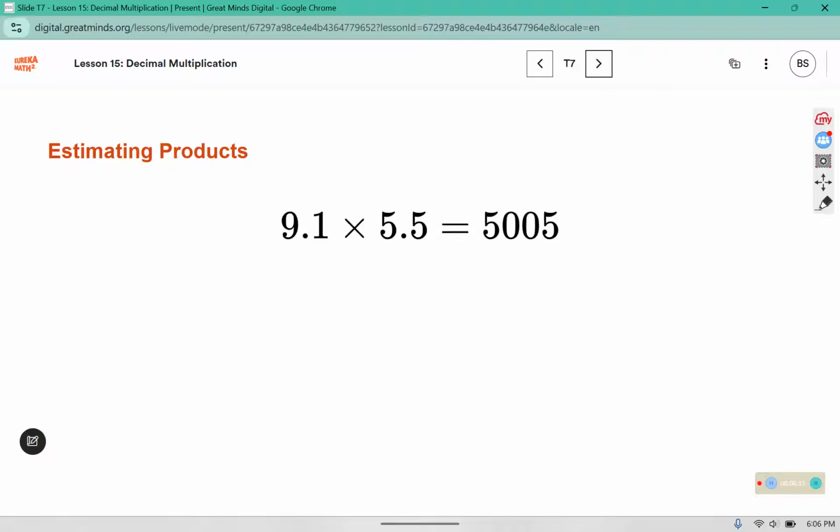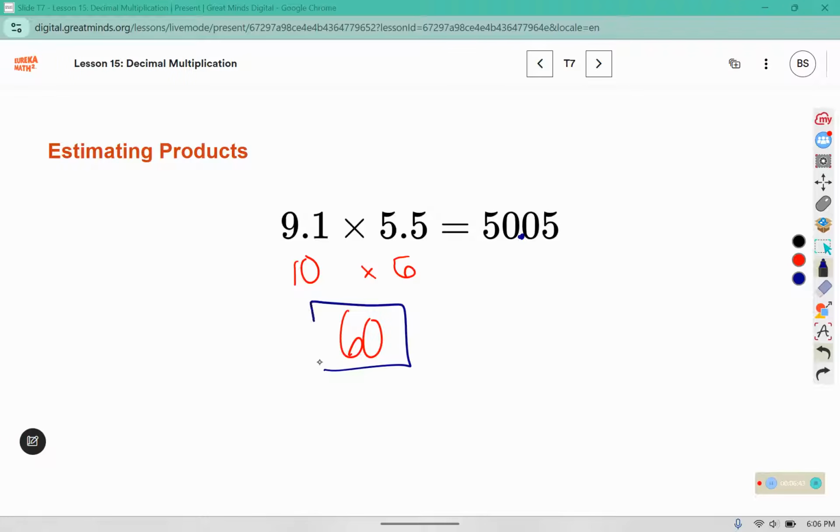Here's another one. Let's approximate these as well. 9 is approximately 10, and 5.5 you can round to 5 or 6. 10 times 6 is around 60. So we could put it here, giving us a number around 5, 50, 500, or around 5,000. Our decimal place needs to be placed between the two zeros to get a number that's close to 60.